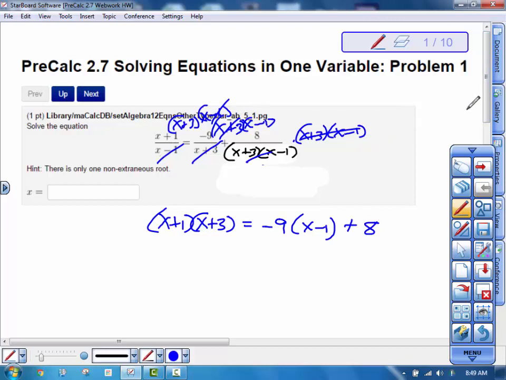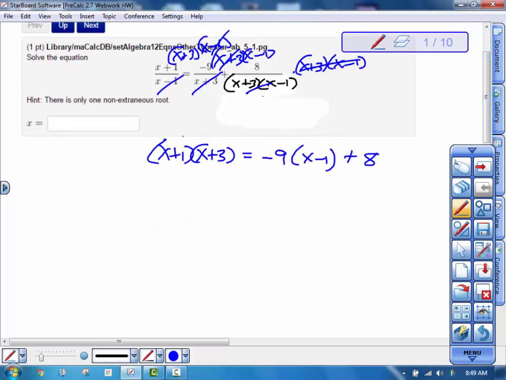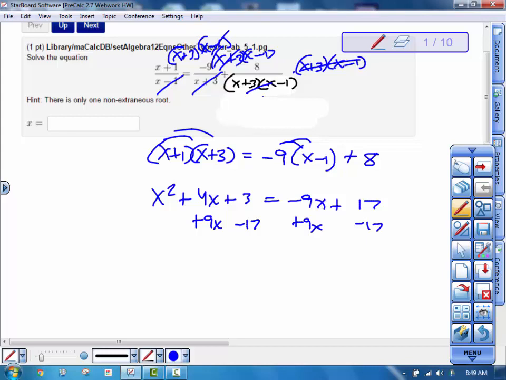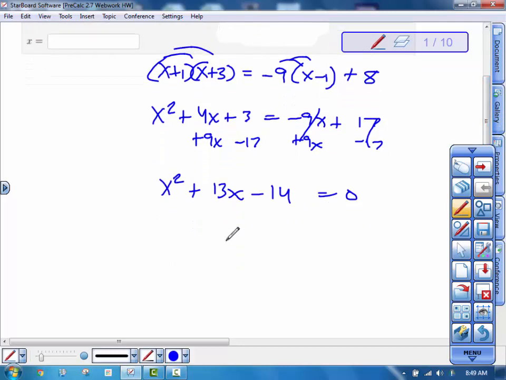So by multiplying through by the least common denominator, we clear fractions, and we end up with a quadratic in this case. We need to FOIL, and then distribute, and then just simplify. We're going to get things in standard form. So 9 plus 8 is 17. And we need to add 9x to both sides and subtract 17 from both sides. And that gives us x squared plus 13x minus 14 equals 0.